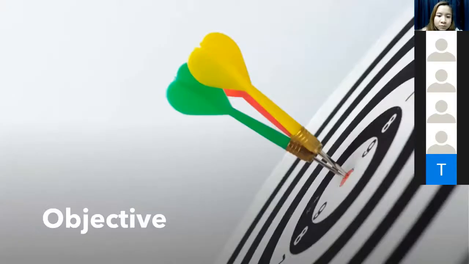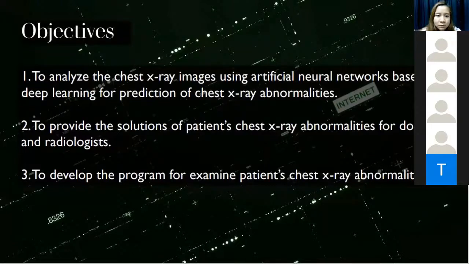Objective for this research. Our objective is to analyze X-ray images by using an artificial neural network to predict X-ray abnormalities, to provide a solution of chest X-ray abnormality for doctors and radiologists, and to develop an examination program for patients' chest X-ray abnormality.